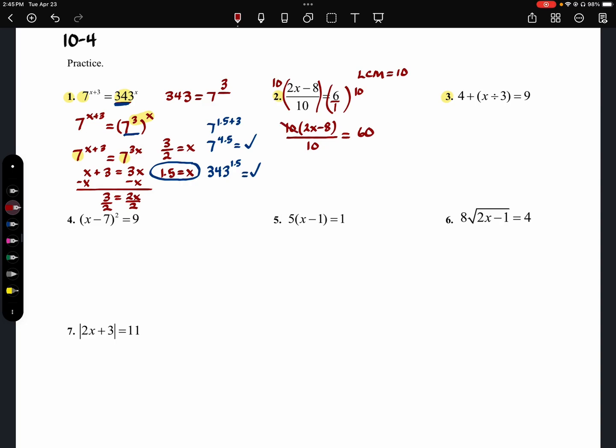Now remember, we've got a common factor. Those 10s are going to cancel. So we're looking at 2x minus 8 equals 60. And now let's just do our two-step equation. Add 8 to each side. We have 2x is equal to 68. And then we divide each side by 2, and we get x is equal to 34.